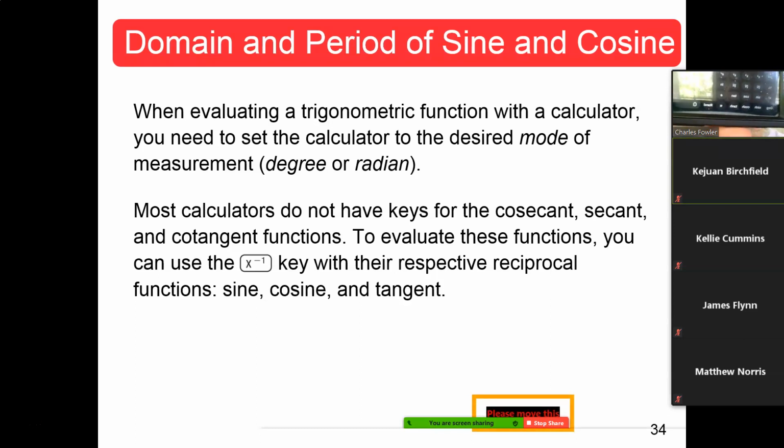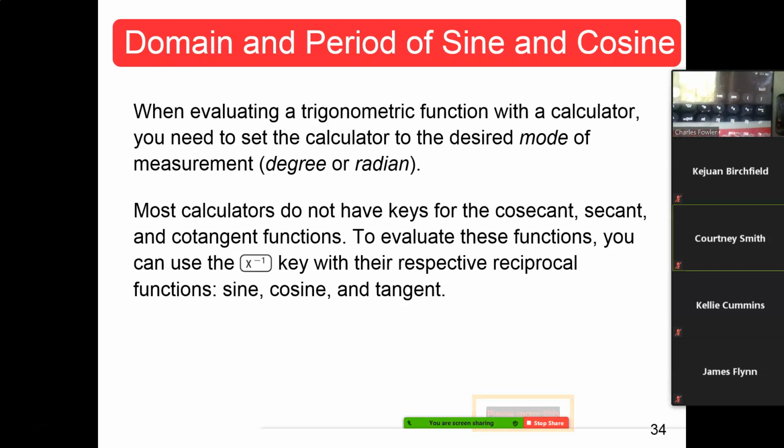But most calculators only have the keys for sine, cosine, and tangent. They do not have the others. To evaluate those functions, you use the x to the -1 key, also called the reciprocal key. And on this calculator, I think that's it right there. I can't read. No, here it is. It's the 1/x key. So it's either going to be a 1/x key or it's going to be the x to the -1 key. One of those.